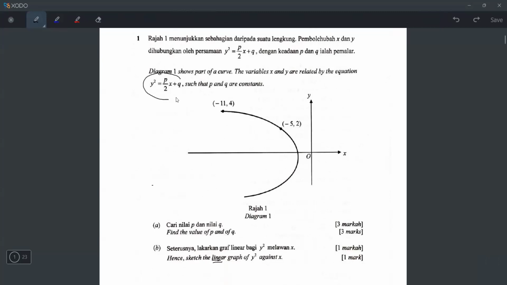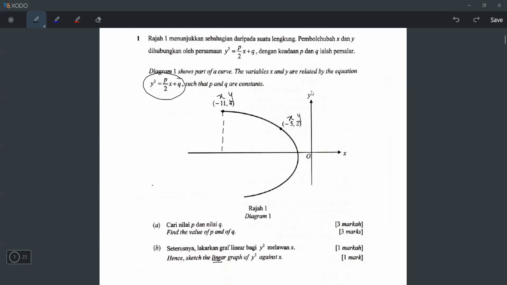Okay, first of all, we need to look at the y-axis and the x-axis because this is a linear law question. And in a linear law question, you should always look at the axis. So if you look at the y-axis, it says y and it says x. It means this negative 11 is the x value and this 4 is the y value. Same with this. This is x, this is y.